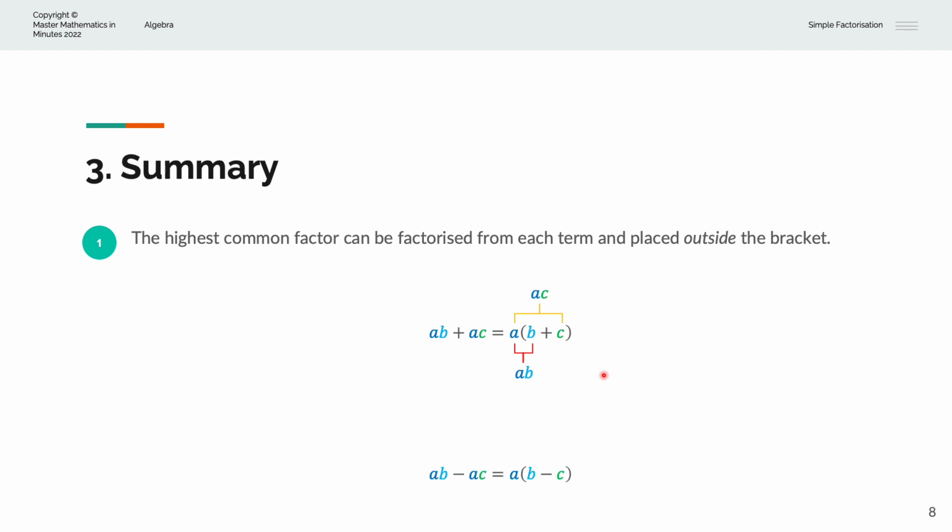Similarly, we've looked at AB minus AC, and A being the highest common factor can be factorized outside the brackets, with B minus C inside the brackets. An expansion of that is AB as the first term and minus AC as the second term.